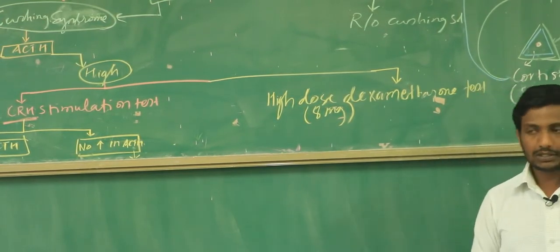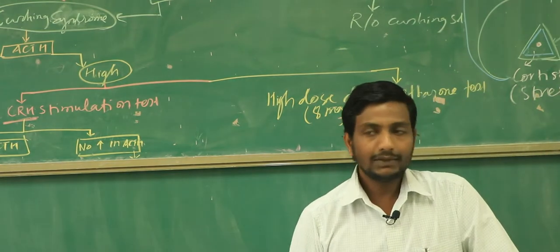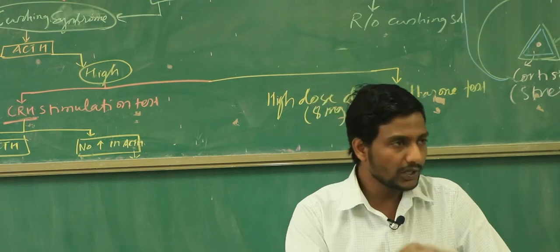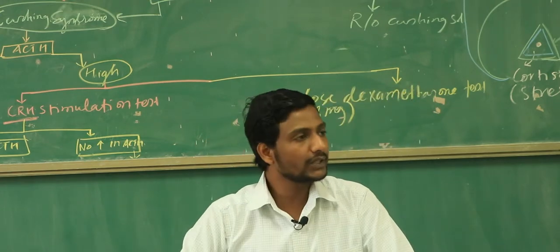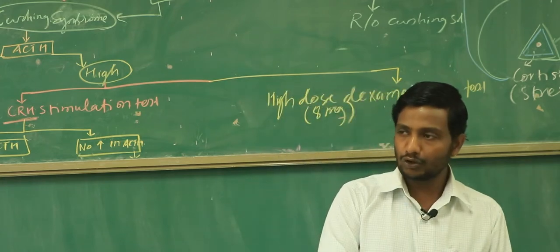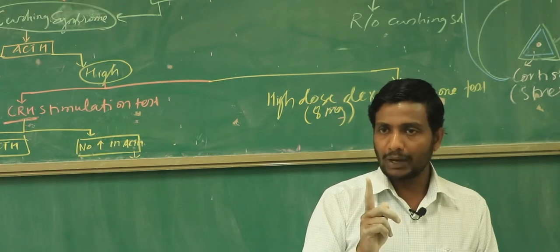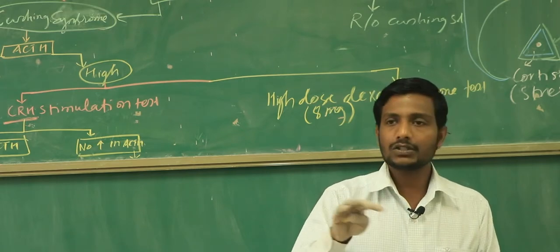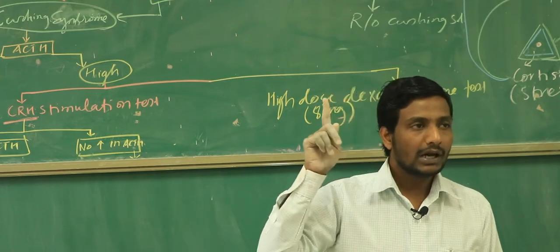And this test has a very simple thing. When we give the low dose, and if there is pituitary adenoma, it will not be suppressed. But if we increase the dexamethasone to a high dose, and if it is the pituitary adenoma, then it is going to be suppressed. So remember, pituitary adenoma, the Cushing disease, does not get suppressed by the low dose dexamethasone, but it gets suppressed by which one? High dose.